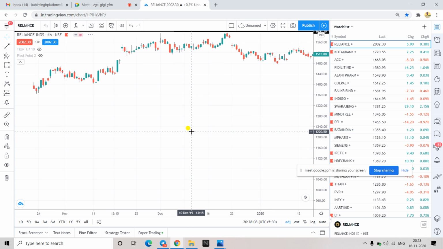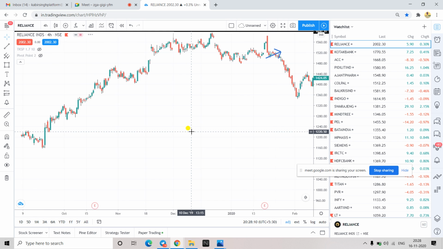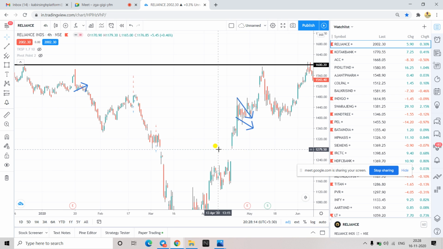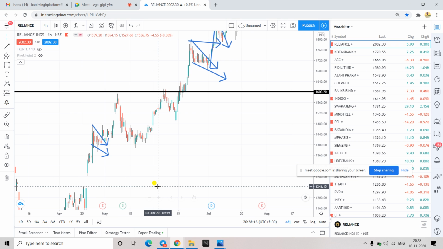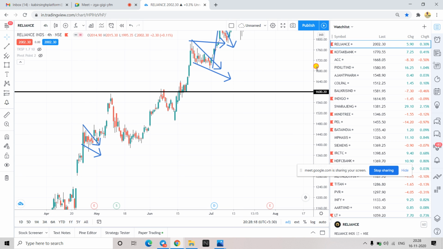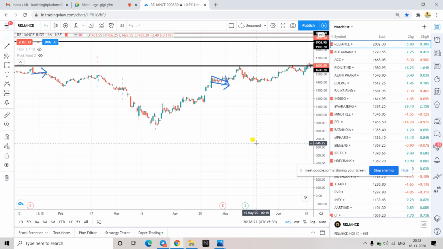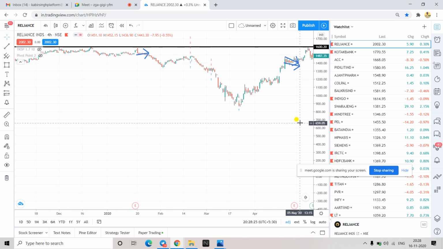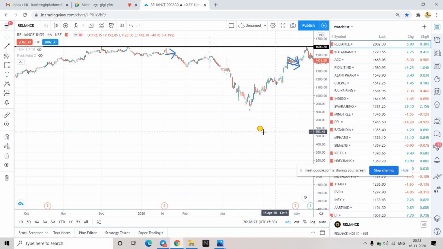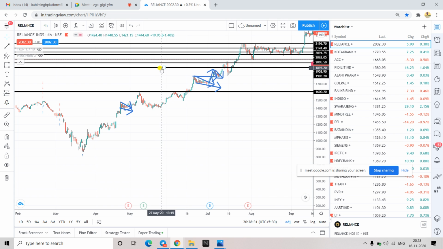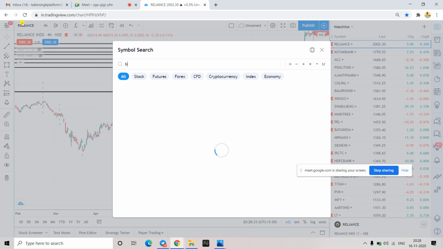I'll just show you a few examples of double tops and double bottoms. If it is there. All right, just give me another stock name, we'll go to that. Okay, we'll come back to Reliance. I have to tell you one more thing here. Can we look at Maruti? Yeah, we'll go.